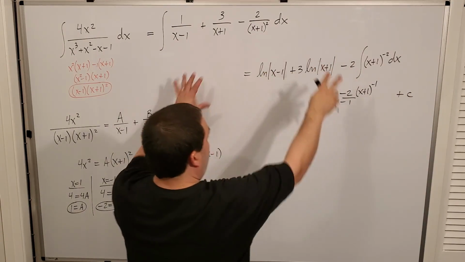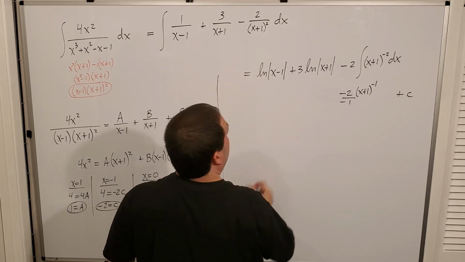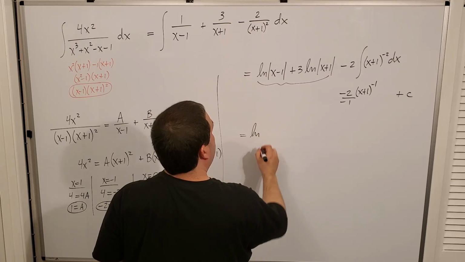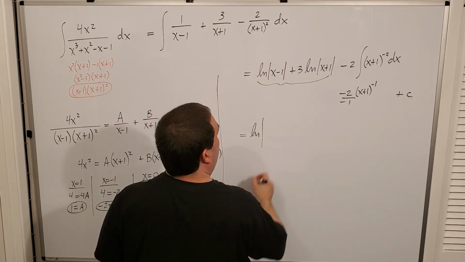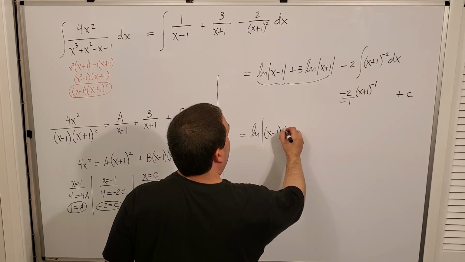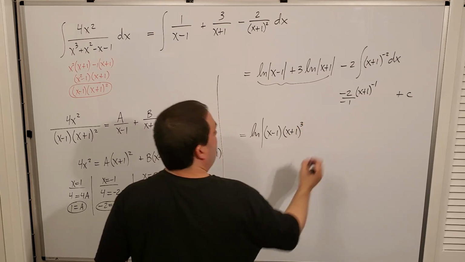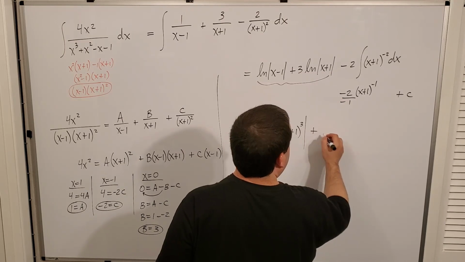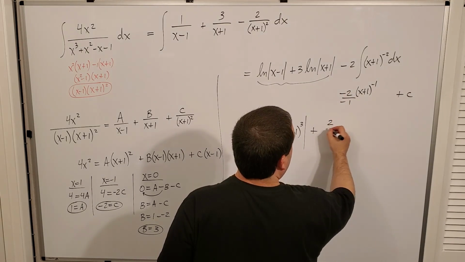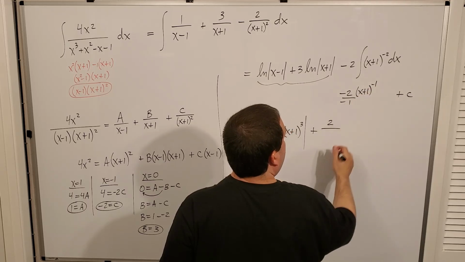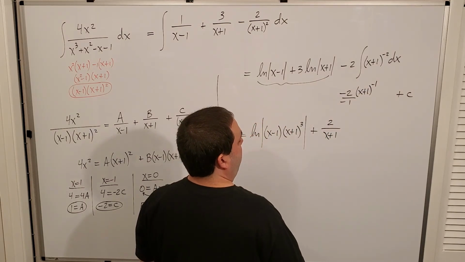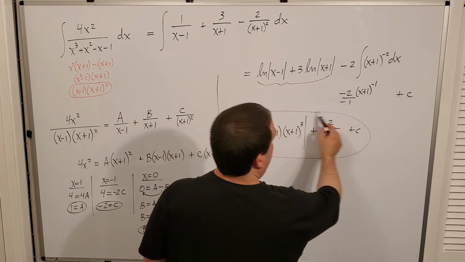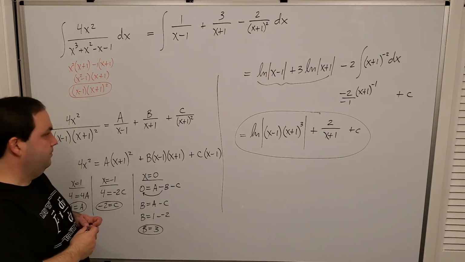And then let's go ahead and shrink wrap all of this together. I can bring both of these ln's together to make it a little bit simpler to write. I have ln, absolute value of x minus 1 times x plus 1 cubed. And then I've got a plus, this is going to be a 2. And then x plus 1 to the -1 is just x plus 1 in a denominator, plus c. All right, there's my solution to my integral there.